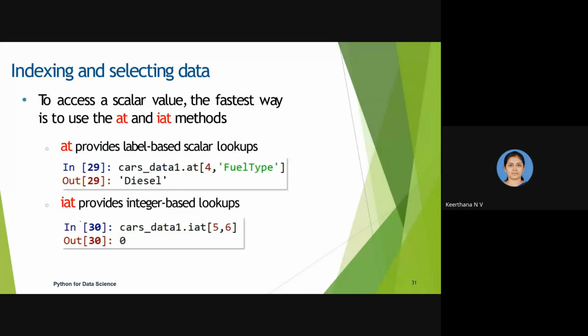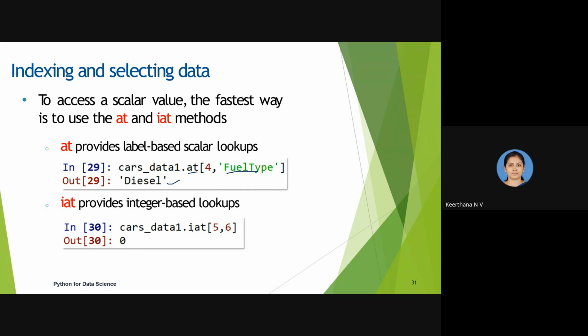Indexing and selecting data: there are two methods, at and iat. The at attribute deals with scalar lookups. For example, the fourth attribute in fuel type, the output will be diesel. iat deals with only integer positions in your data set. So in the fifth column, if there is a 6 or not.